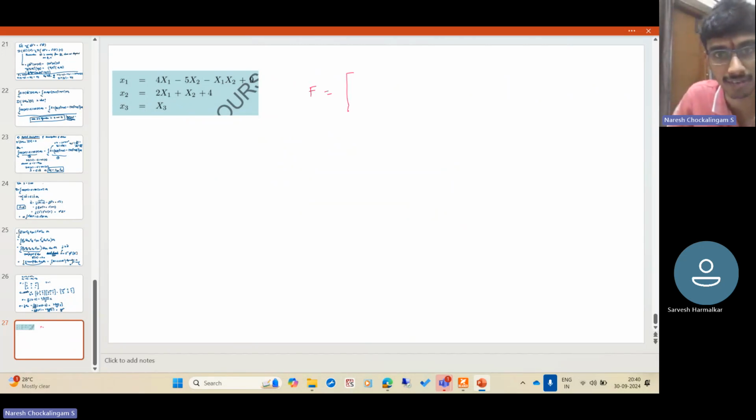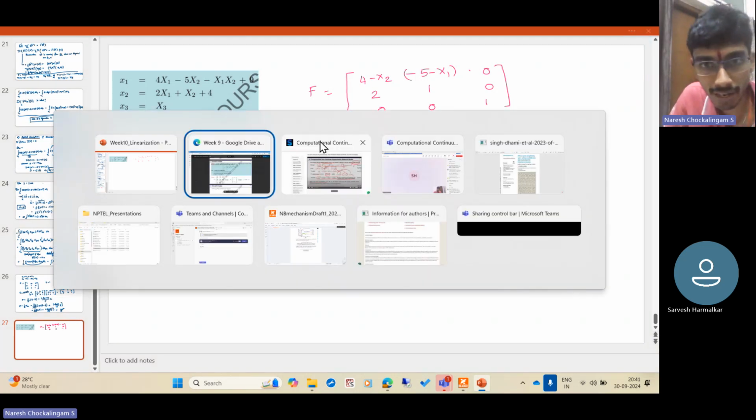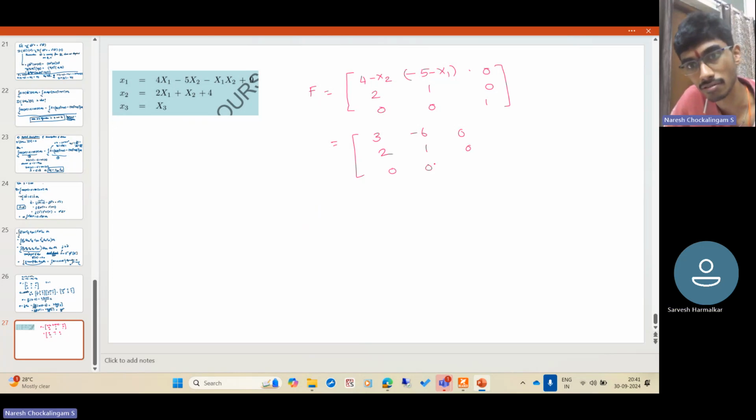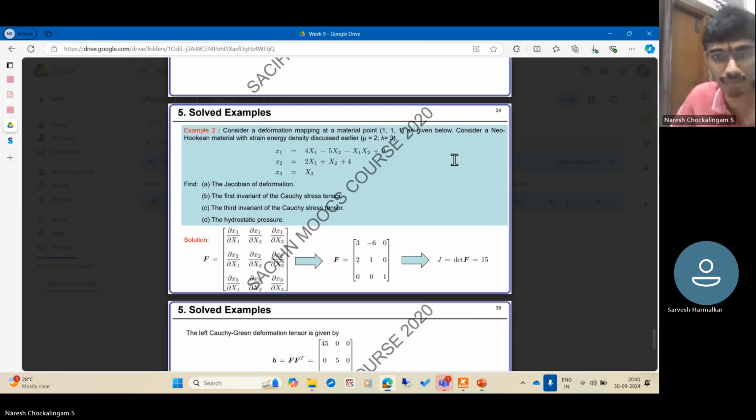F is grad x. So it is 4, minus x2, minus 5 minus x1, and it does not depend on x3. And x2 is 2x1 plus 1x2, 0. And x3 does not depend on both. Did they give a point? They gave the point 1, 1, 1. So it is 3, minus 6, 0; 2, 1, 0; 0, 0, 1.